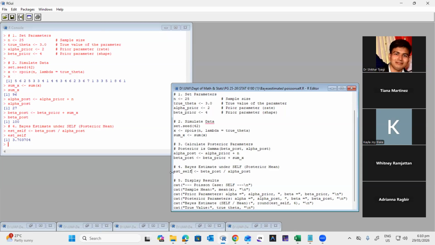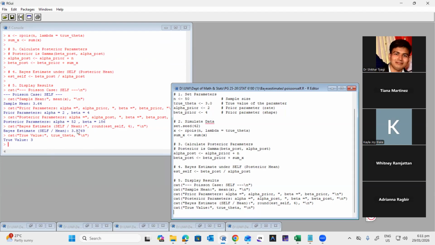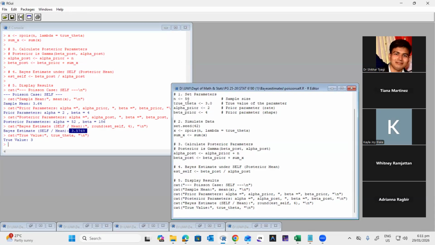That is not exactly 3.0 because the sample size is too small. If I increase the sample size, say up to 50, the Bayes estimate is now 3.57. Now it is close to the true value. So again, we try the sample size 500.